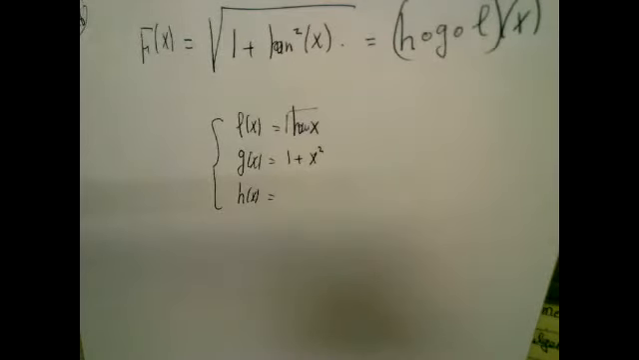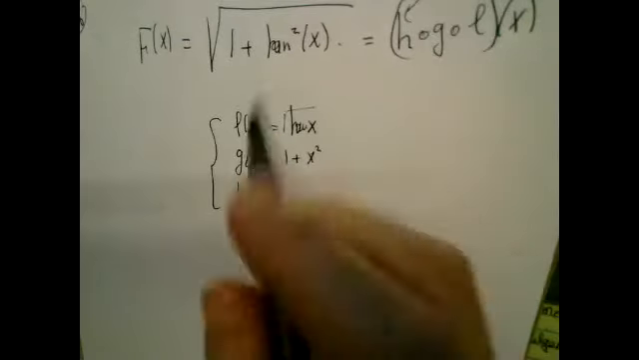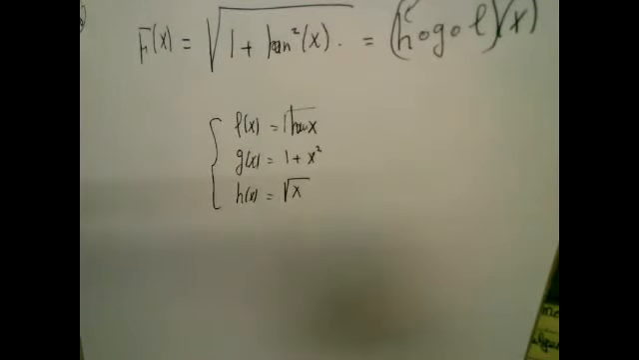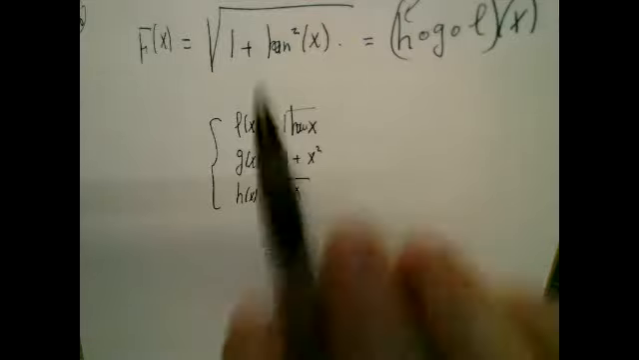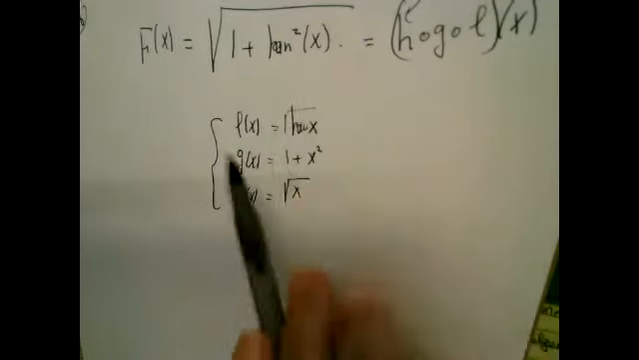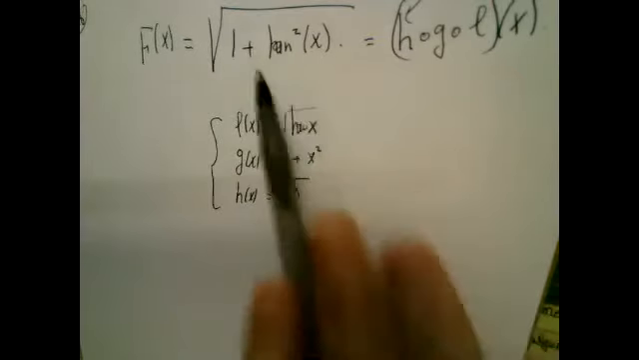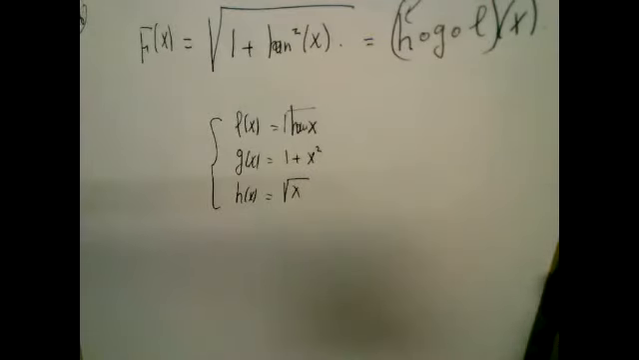The last thing you did, the h, is the squaring operation. So that's a possible scenario for the function. You take the tangent, and then you take 1 plus the tangent squared, and then you can take the square root. So that's absolutely a possibility.